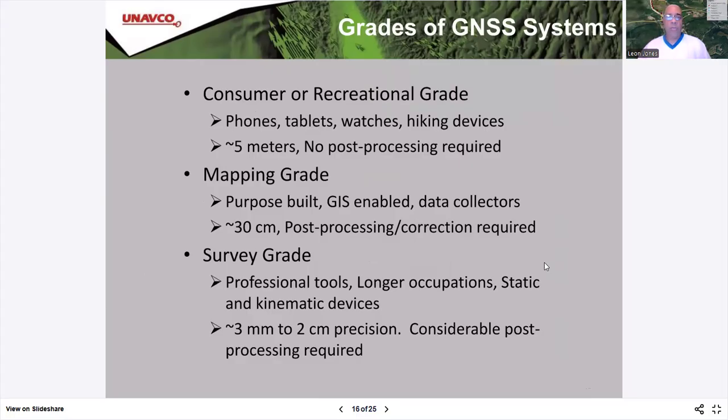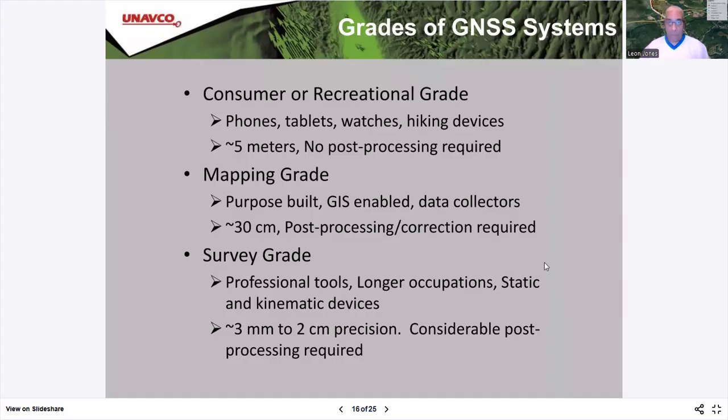Then you have consumer or recreational grade: phones, tablets, watches, hiking devices, 5 meters, no post-processing required. And these are grades of GNSS systems. Again, we're dealing with grades of GNSS systems. As I go by again, we're going to have your consumer recreational grade. That's your phones, your tablets, your watches, your hiking devices, 5 meters. No post processing is required.